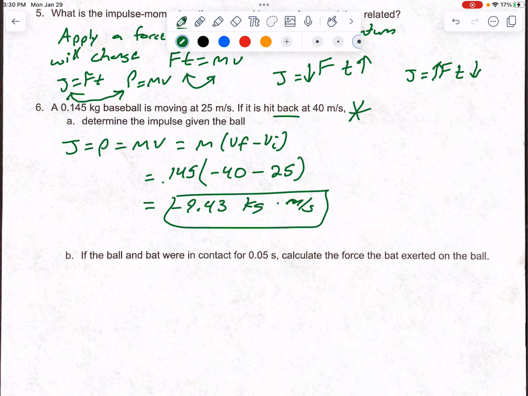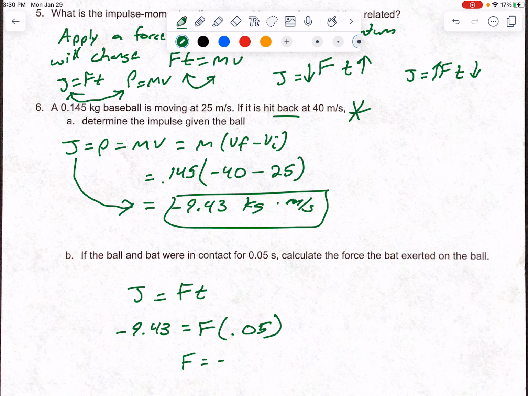Now, B says if the ball and bat were in contact for 0.05 seconds, calculate the force exerted on the ball. So remember, J equals this. And if J equals F times T, I can use that answer to solve for my force. So negative 9.43 equals force, which I don't know, times time, which would be 0.05. So divide both sides by 0.05, and you get a force of negative 188.6 newtons. And that'll end it.